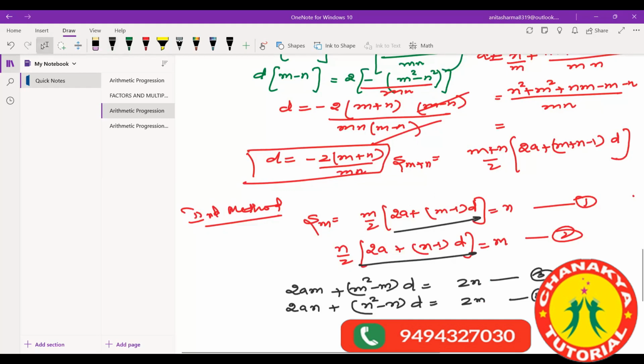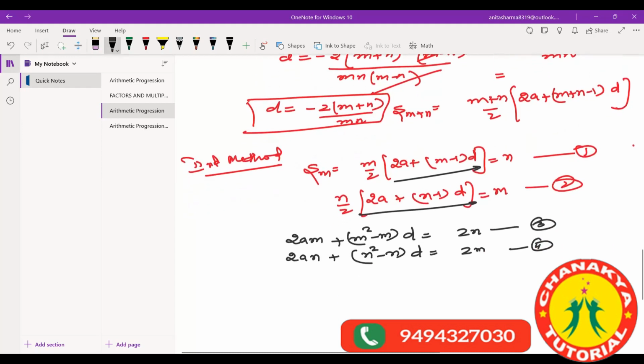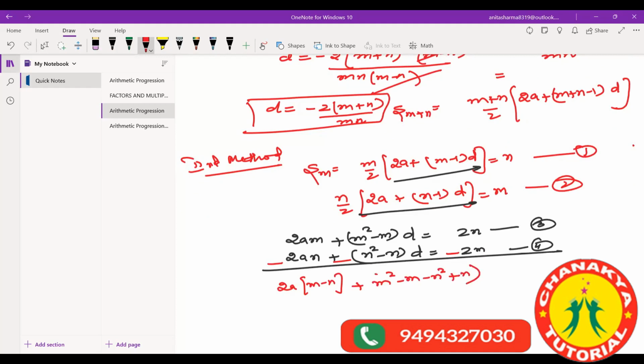Now the second thing will be that you will subtract them. Subtract. Then on subtracting, minus, minus, minus. So 2a common m minus n plus, you will write m square minus m minus n square plus n into d is equal to 2n minus 2m. This thing is clear to all? Yes, ma'am.